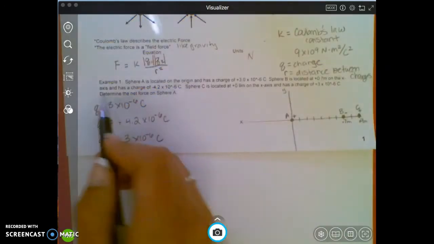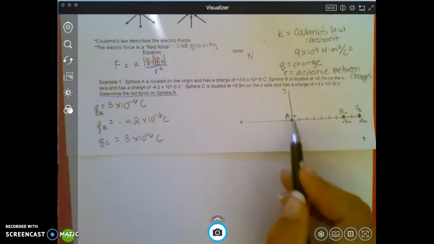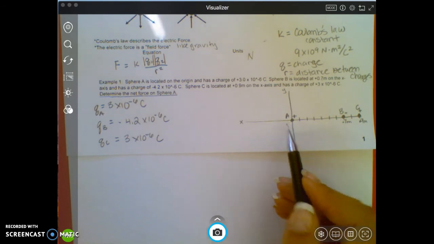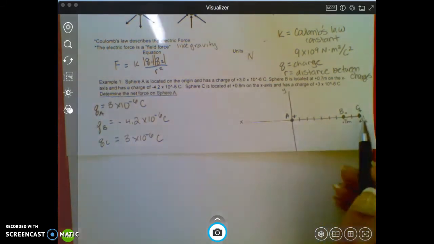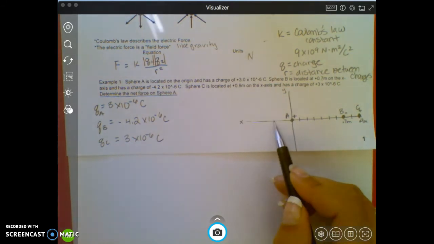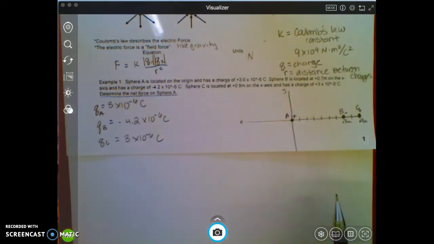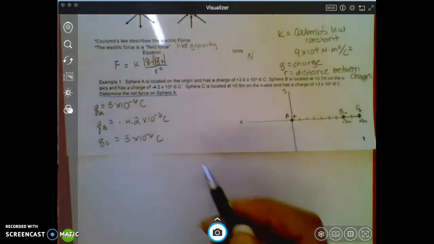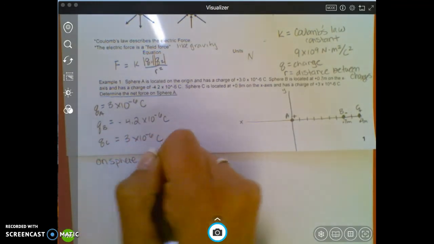Now our question says determine the net force on sphere A. So we're concerned about how these two charges are pulling on sphere A. If you think about it, B is pulling sphere A toward it. C is pushing sphere A away from it. We're going to figure those out and I'll let you know how we should do the signs, but for now just keep that in mind conceptually. On sphere A, that's what we're worried about.